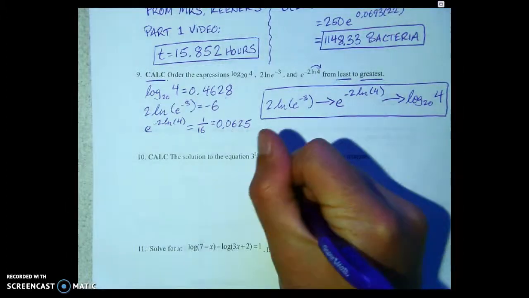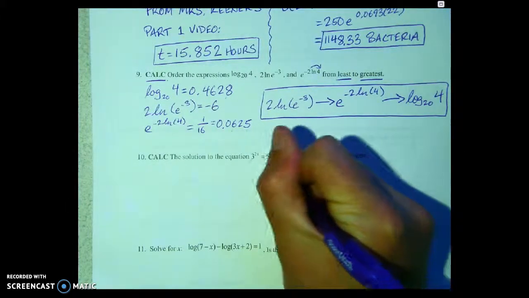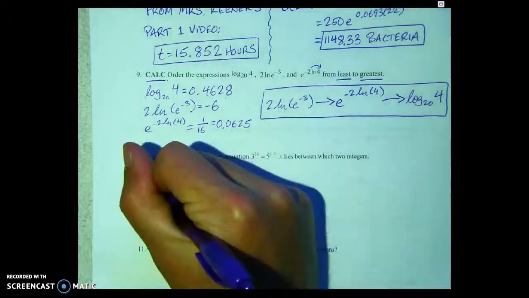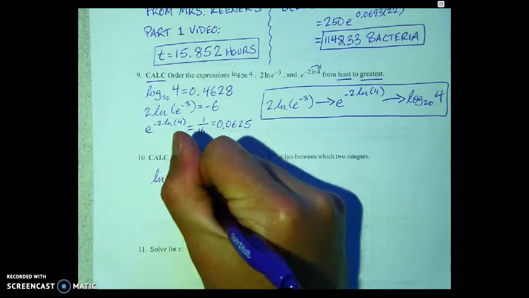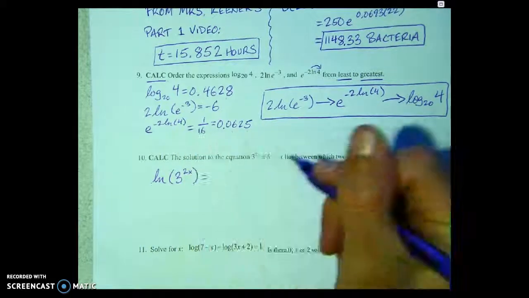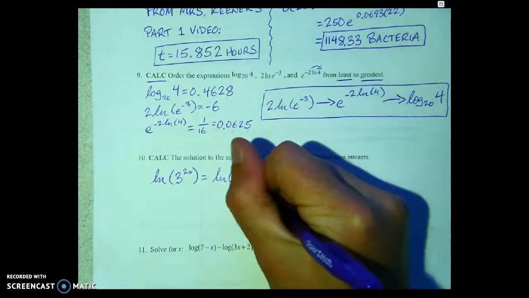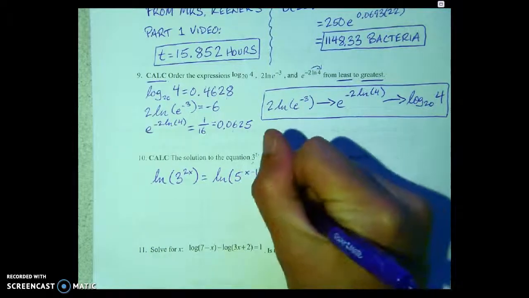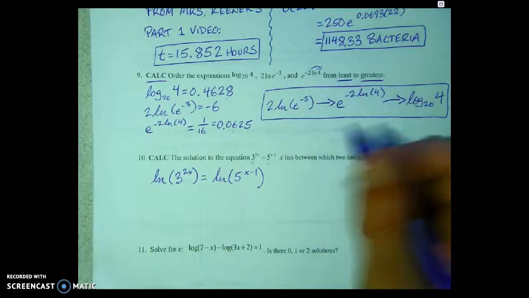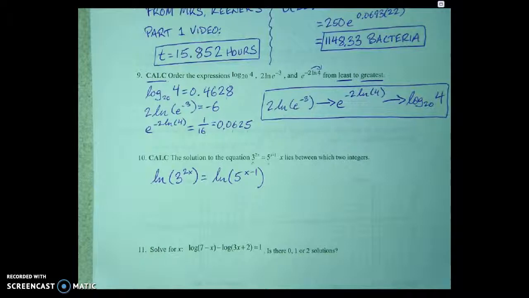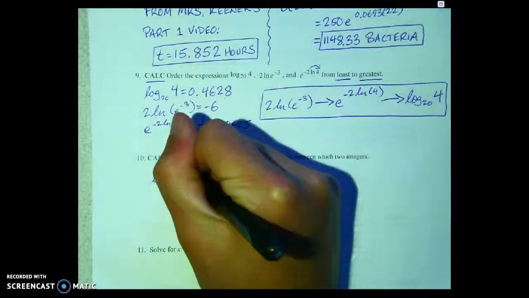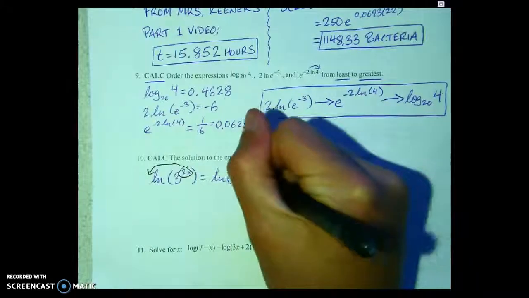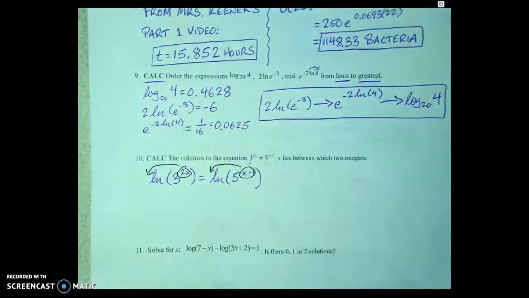All right. Because there's not a common base on both sides of this equation, I need to use the natural log. So I'm going to start by taking the natural log of 3 to the 2x and setting that equal to the natural log of 5 to the x minus 1. Okay, then that allows me to move my exponents into the coefficient, right? Kind of just like that.